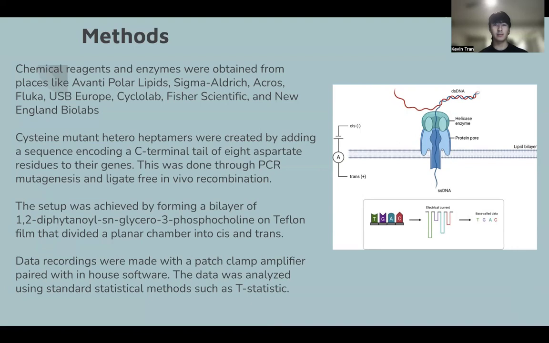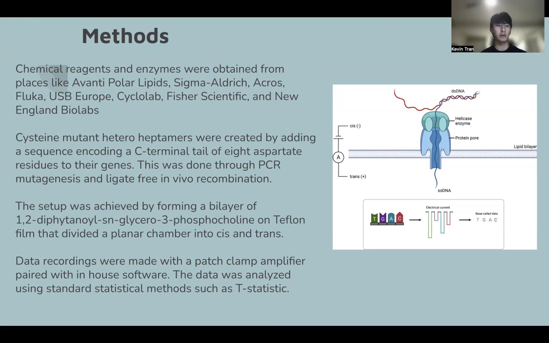Next, as for the setup, setting up the cis and trans side with a lipid bilayer was done by forming the bilayer of 1,2-diphytanoyl-sn-glycero-3-phosphocholine on a Teflon film, which divided a planar chamber into cis and trans side. And after that, we were able to add the salt solutions to both sides and also add the reagents needed for the experiment to both sides.